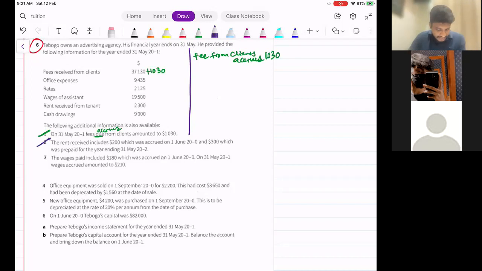Next one, the rent received includes 200 which accrued on the 1st June. Wait, 1st June 200 accrued. This is the accrued opening. Accrued opening plus or minus?